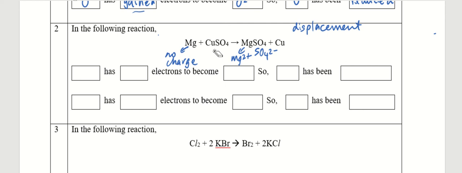Copper 2 sulfate, on the other end. In copper 2 sulfate, you know that since the sulfate has a charge of 2 minus, the copper here must have a charge of 2 plus. And copper, after the reaction, has become its elemental form, therefore it will have no charge.